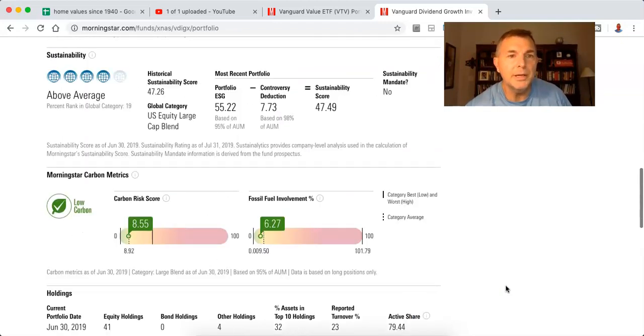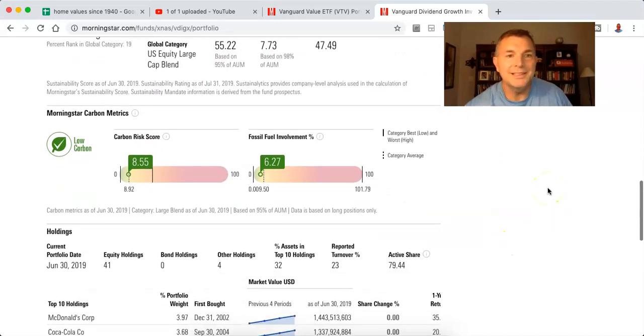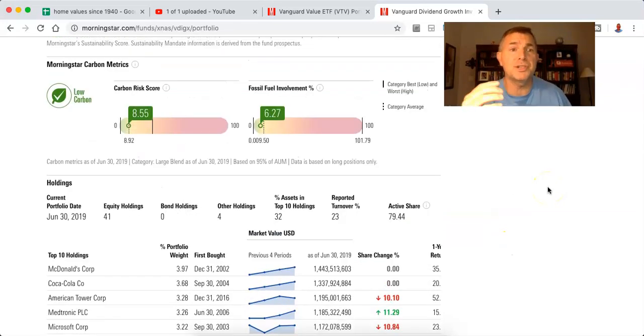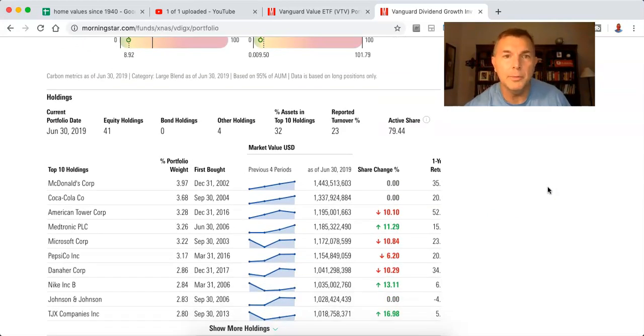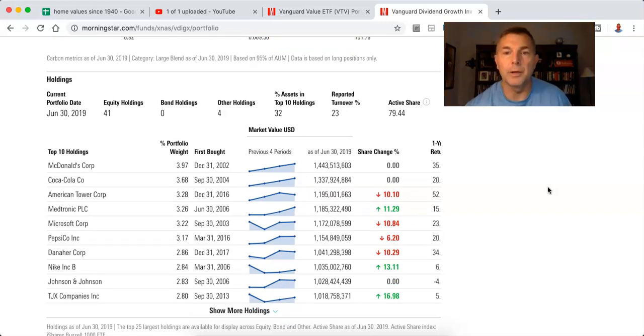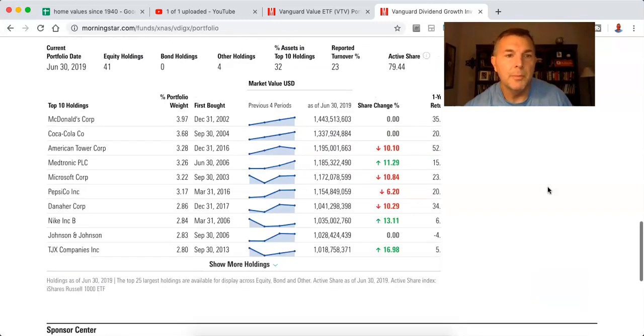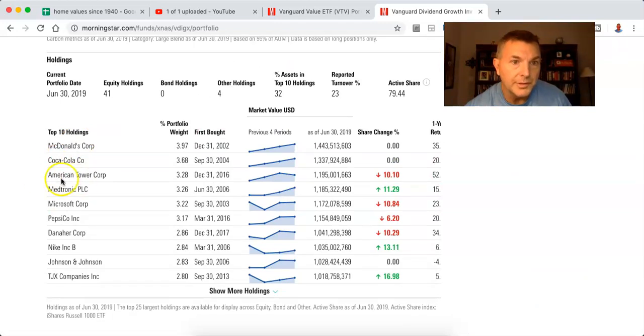Look at this. Look how much they put into fossil fuel involvement. It gets a low carbon check. Yay! Don't care. In fact, if anything, I'd rather have a high carbon thing. But whatever, because you're gonna need fossil fuels for many years to come. But be it as it may, here are the top 10 holdings.